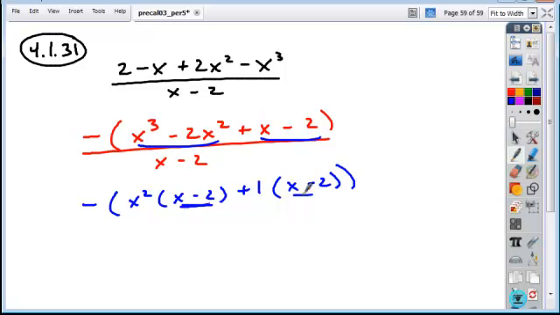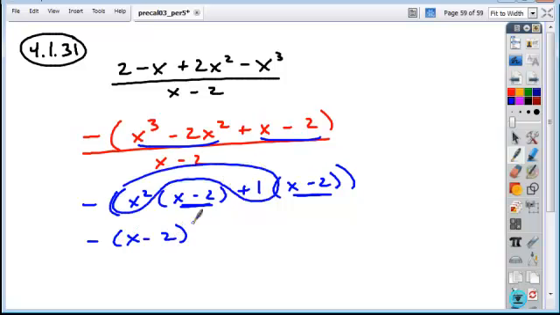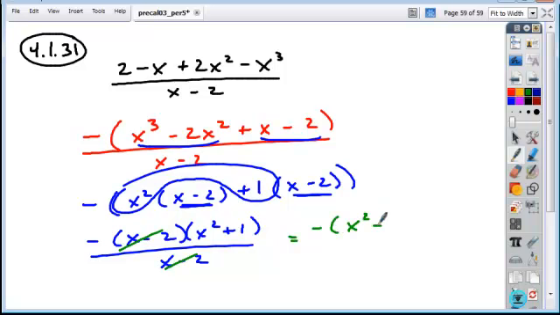So now in this group, I have a common binomial factor of x minus 2. My remaining factors of x squared and a plus 1 carry along as the terms of my other factor, and this is all over x minus 2. So I just, again, continued my original denominator. And so I can cancel. I get my final answer to be negative quantity x squared plus 1 all over nothing, so I can just leave it in this form.